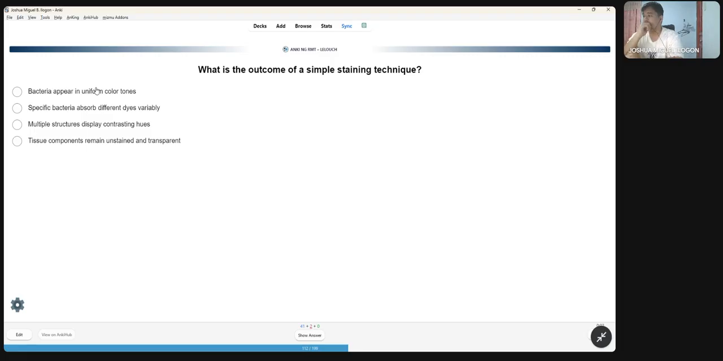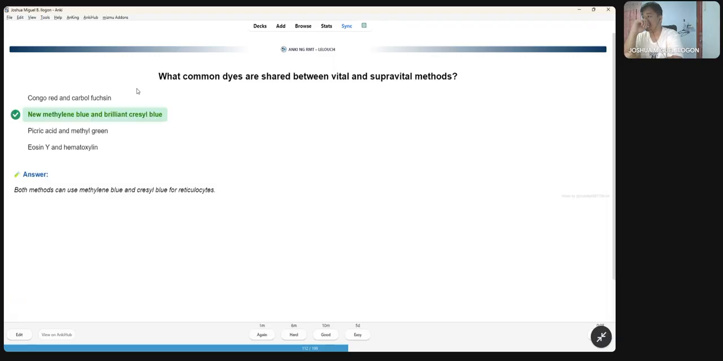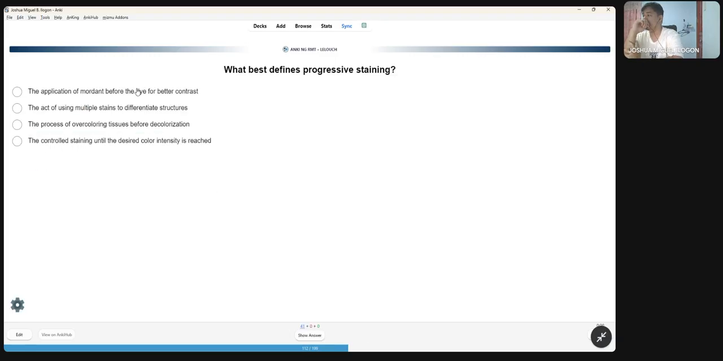What is the outcome of a simple staining technique? So it's simple. We've got basically one dye, so uniform color tones. What common dyes are shared between vital and supravital methods? So that's your new methylene blue and brilliant cresyl blue, using your reticulocyte count. What best defines progressive staining? Okay, so this is the different structures.